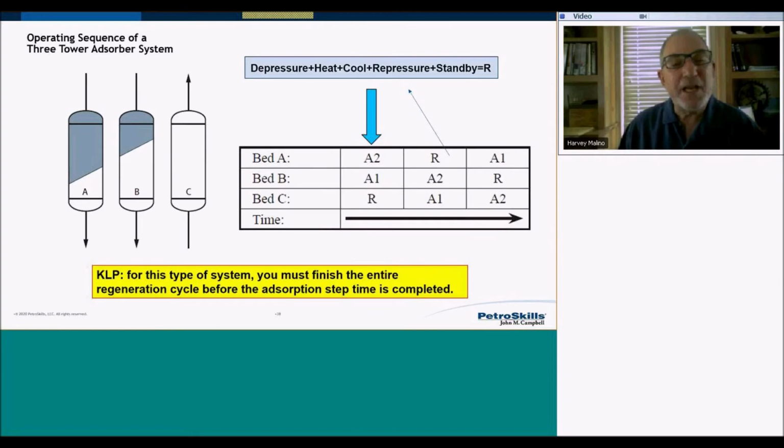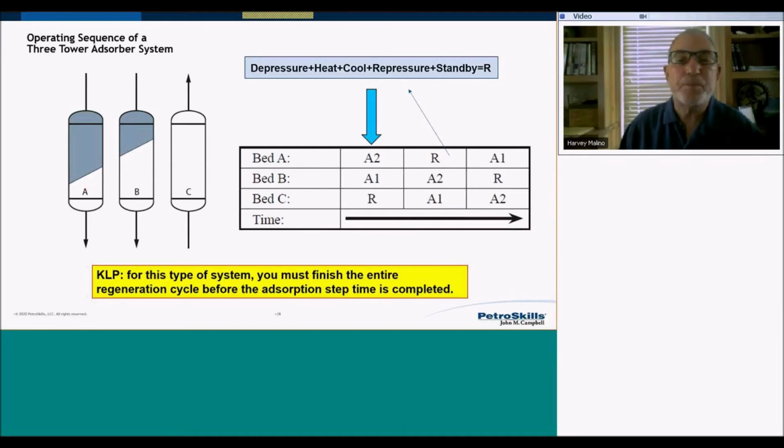The takeaway for this type of system is that you must finish the entire regeneration cycle before the adsorption step time is completed. If you are still regenerating and you have loaded up and your water has progressed down to the end of the bed, that's a whoops. You're going to freeze up your downstream operation, and the only thing you can do in that case is either get more regeneration gas in, use your standby time if you have it, or reduce the water load to your heat.